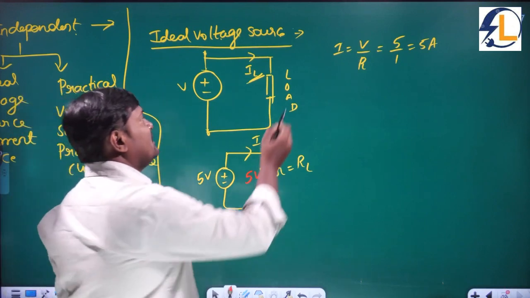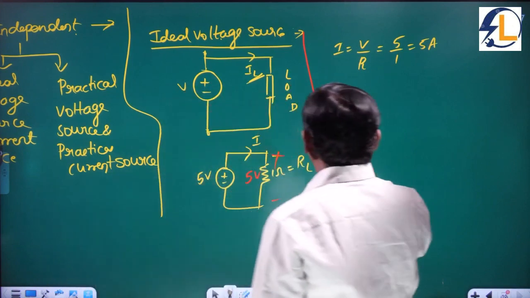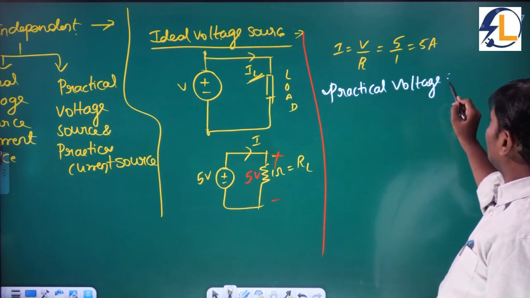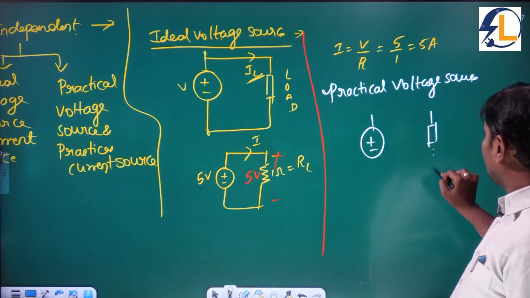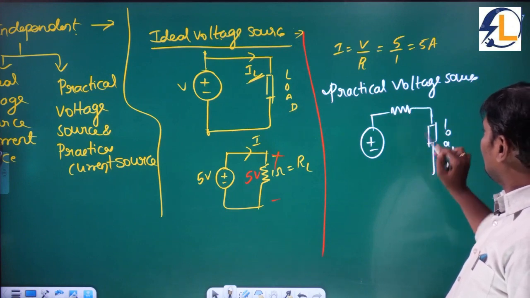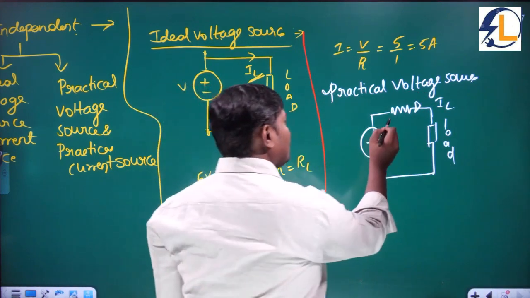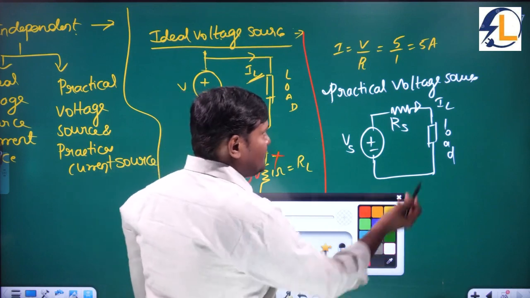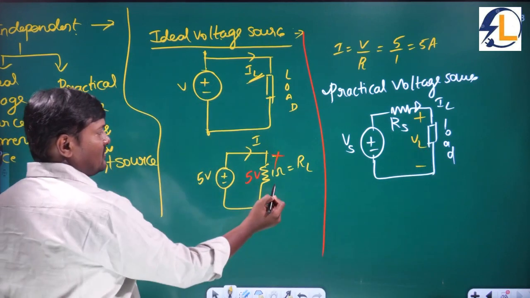So that's why we are going for the practical voltage source. Practical voltage source delivers the energy, which is also represented with a circle with plus and minus. And here it is the load. It delivers the energy which is dependent on the current flowing through the load. This resistance is called the source resistance and the supply voltage is Vs, and the current flowing through the load is called IL, and the voltage applied across the load is VL here, and here also it is VL.